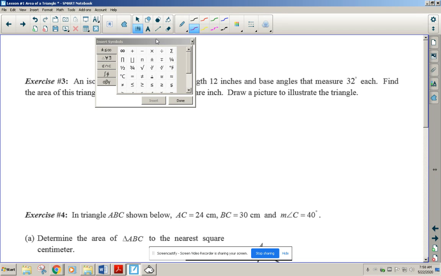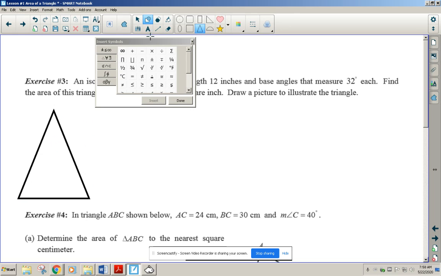Okay, so now we have an isosceles triangle has legs of 12 inches and base angles that measure 32. Don't you feel like you're back in geometry? Let's draw that triangle. So here we go. Sometimes it's just so much easier for me to use the tools. My base angle is 32. And my sides are 12 each. It's isosceles.